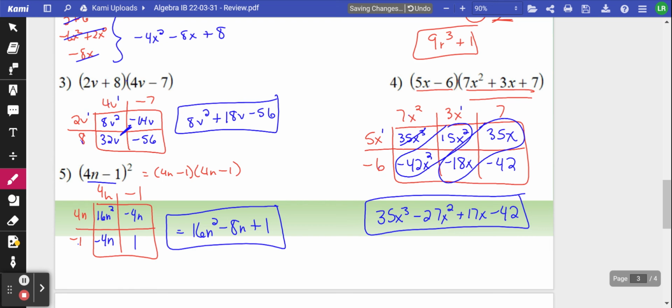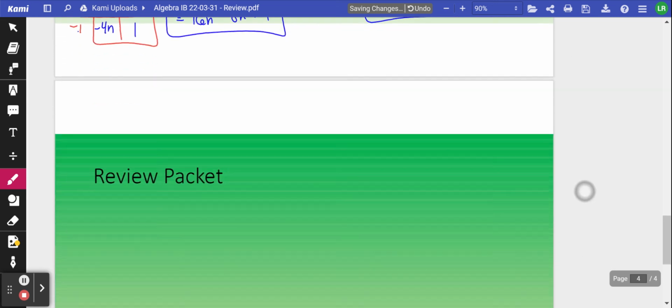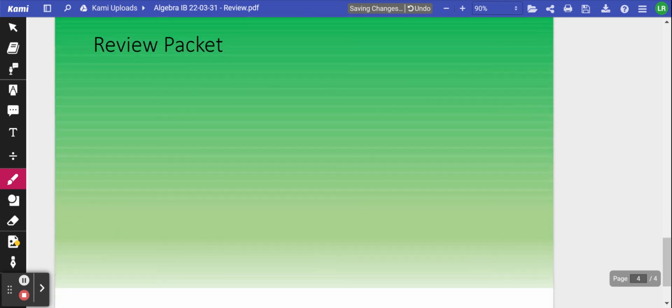Now we're going to be working on the review packet. If the sub would please pass out the review packet. The sub does have the answer key. If there's a sub here, they have the answer key for you to check your work. Make sure you do turn it in at the end of the hour.